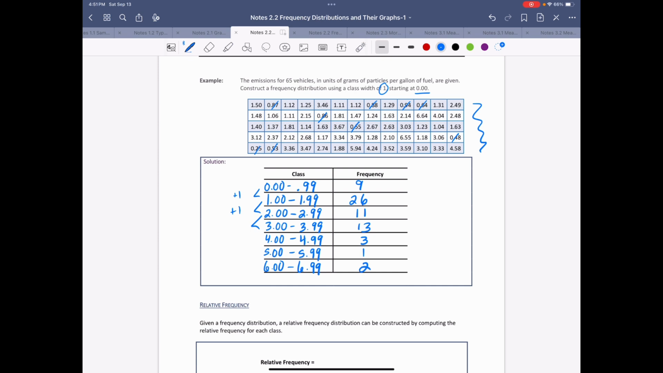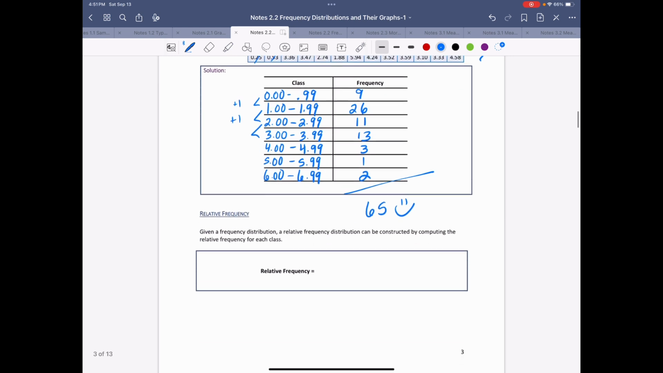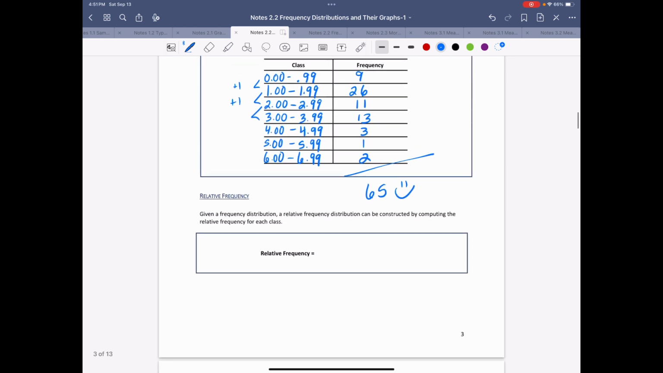And here's how I check myself on this. I add these up. There were 65 vehicles. If you get 65, that's a good chance that you're right, but it doesn't 100% mean you're right. So be careful counting. And sometimes we want to talk about relative frequency.